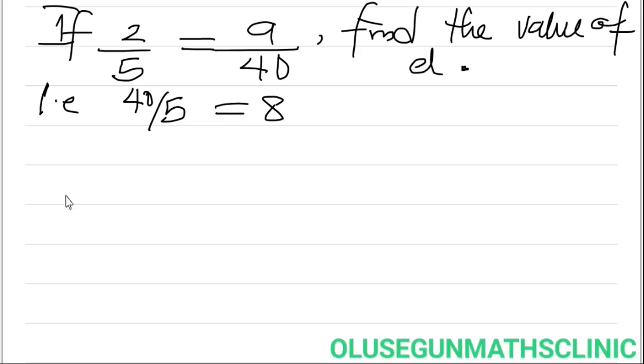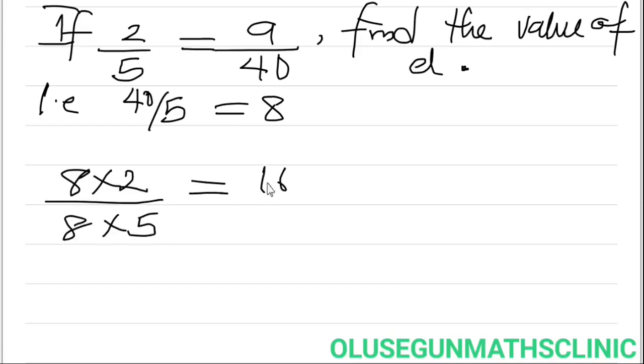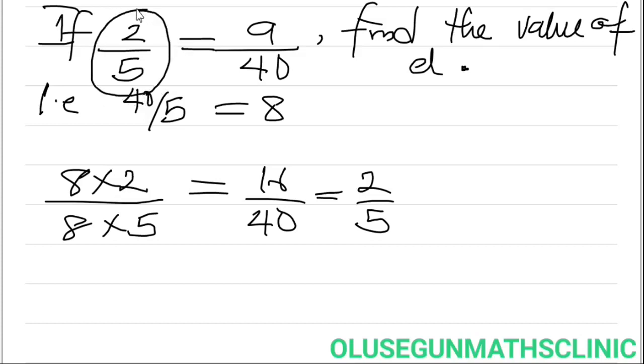Let's demonstrate it now. We have 8 times 2 over 8 times 5, which gives us 16 over 40. If it is 16 over 40, you can also reduce it: by the time you divide by 8, it gives you 2 over 5. So, instead of writing 2 over 5 here, let's write 16 over 40 is equal to A over 40.